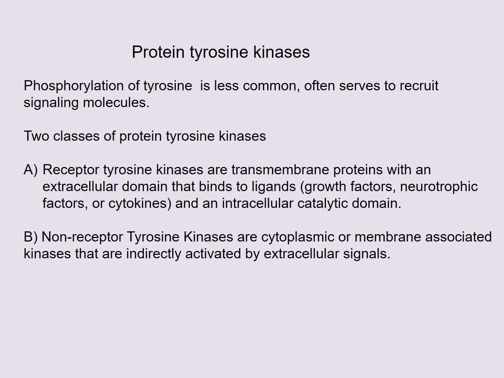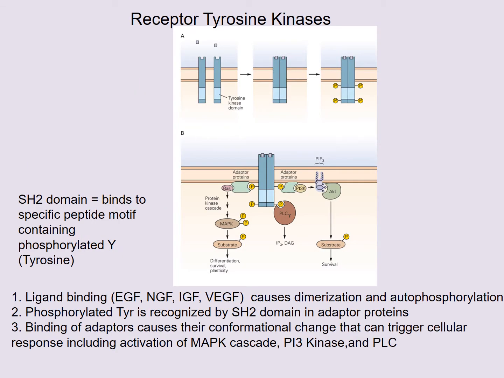And we also have non-receptor tyrosine kinases that are cytoplasmic, membrane-associated kinases that are indirectly activated. They can be activated by receptor tyrosine kinases, by G protein coupled receptors, and by any of the kinases that we talked about in the previous class. Usually these receptor tyrosine kinases are close to each other, and with ligand binding, or if dimers already exist, ligand binding will cause either dimerization or phosphorylation of each other, so autophosphorylation from one protein in the dimer to the other.